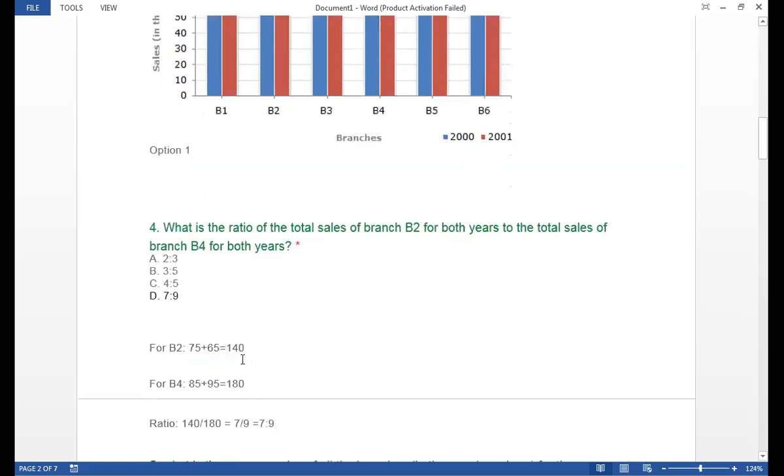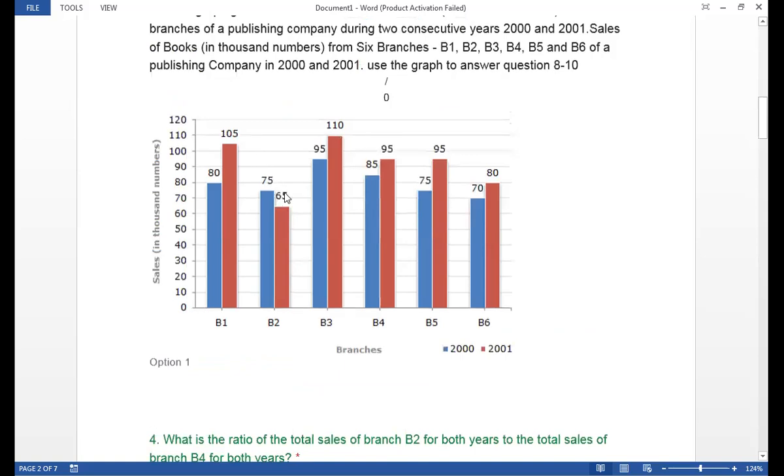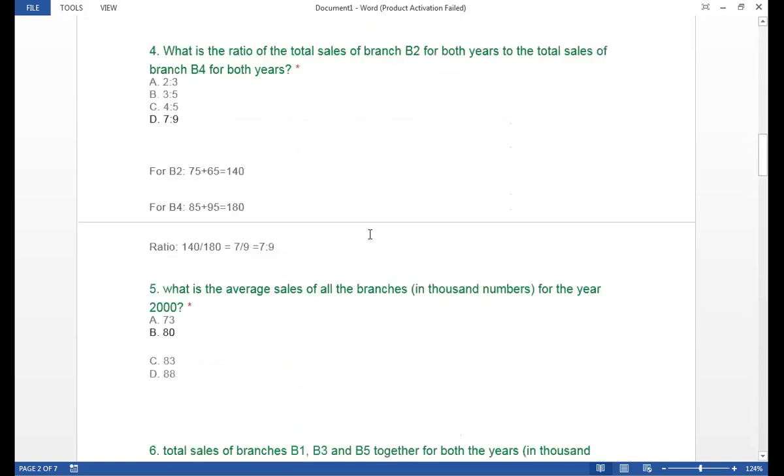75 plus 65 will give me 140. This is how I get 75. You can see this is for B2, 75, 65. And this is for B4, 95, 85. So I sum them together here. I get 140 for this, 180 for this. So you can just find their ratio. If you cancel 0 with 0, you have 14 becoming 7, 18 becoming 9. And that gives 7 ratio 9.